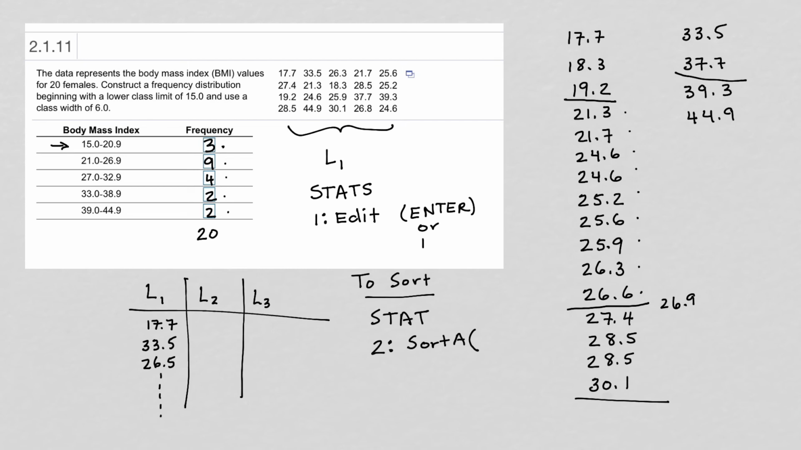Then on your calculator screen, it's going to say sortA and have an open parenthesis. And here, you're going to enter the list that you want to sort, and that's list 1. And how do you enter that? You're going to press second and the number 1. And when you press enter, then it's going to say done.